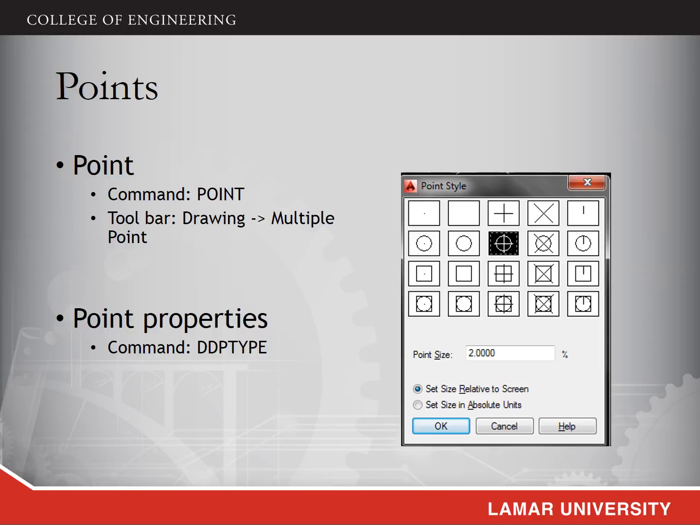Generally, the default type of the points is a dot with zero size. The type can be modified with different shapes and sizes. The command to modify the point type is DDPTYPE. Once you enter the command, the figure will pop out, and then you can select the type you want and define your own size for the points. In the next slides, I'm going to show you how to set the points in AutoCAD.